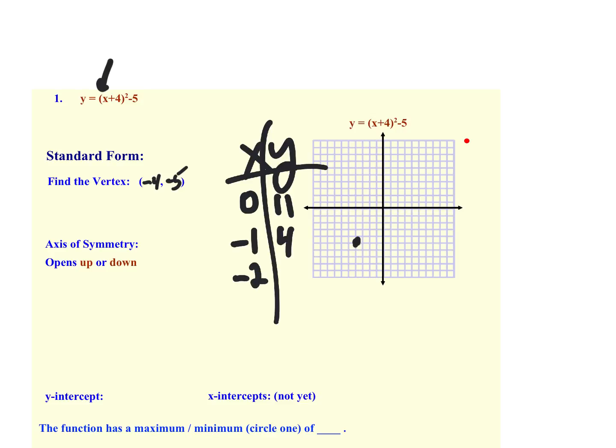Okay. You just do a couple more points. -2. 2 squared is 4. 4 minus 5, -1. And maybe -3. That's 1 squared, which is 1 minus 5, -4.